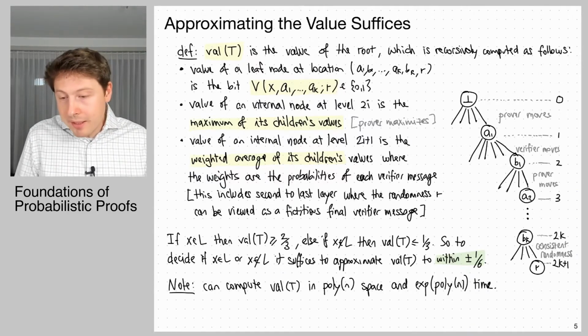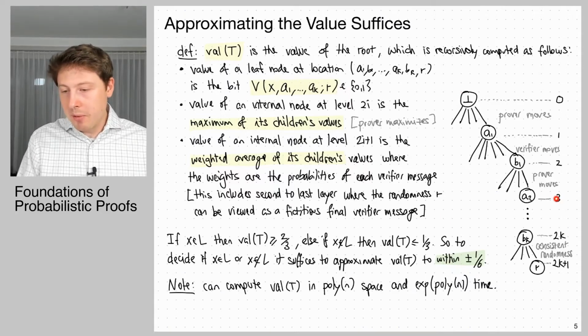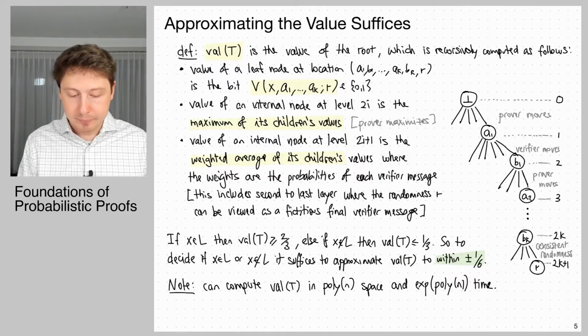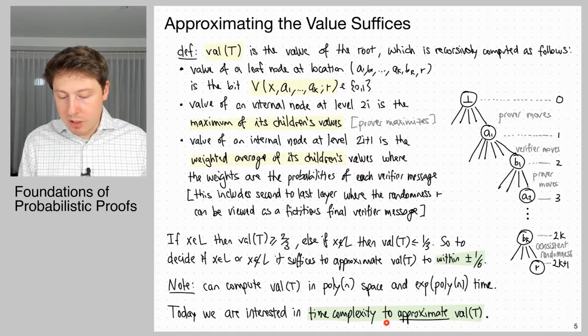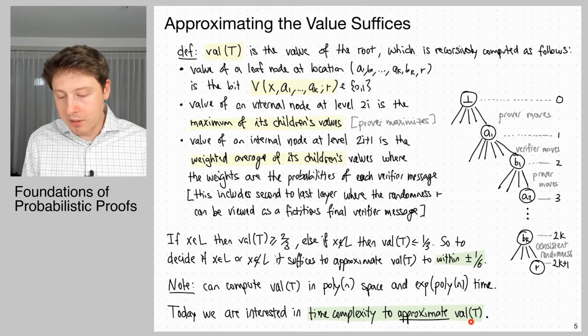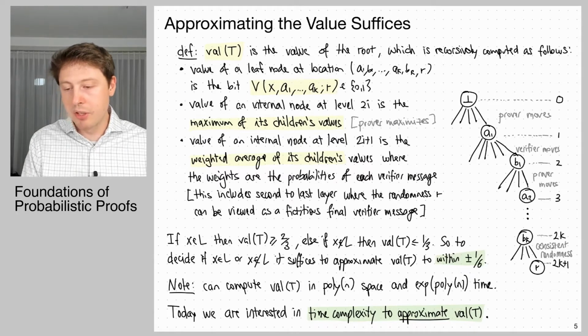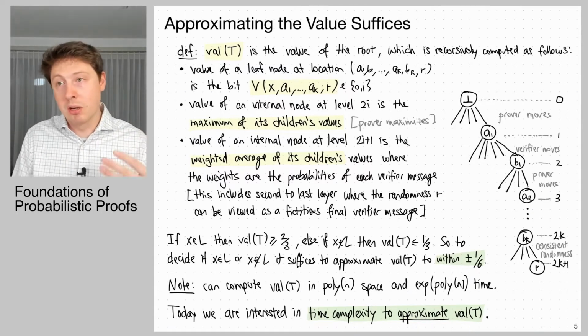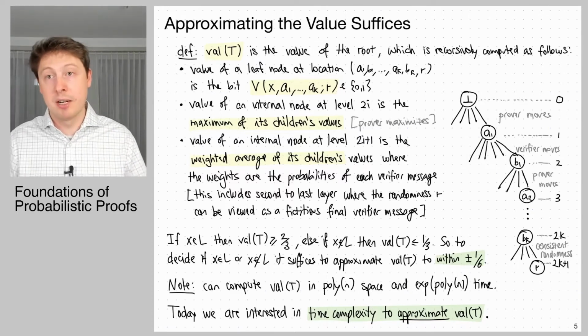So now clearly, we have already seen with the upper bound that we can compute the value of t exactly in polyspace and exponential time. And today instead, we're specifically interested in figuring out the time complexity to approximate the value of t when we have restrictions on resources such as prover communication, verifier communication, and verifier randomness.